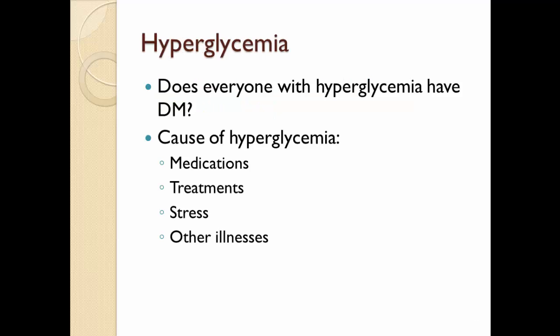All right, hyperglycemia. We already know that it's blood sugar greater than 105, so high blood sugar. But does everyone who has hyperglycemia have diabetes? No. There are many things that can cause somebody to be hyperglycemic. Does that mean their blood sugars are going to be like 400 and 500? No, they might be 150, 180, that type of thing. But it's still hyperglycemia. There are medications out there. There's an extensive list. I'll give you a few here.